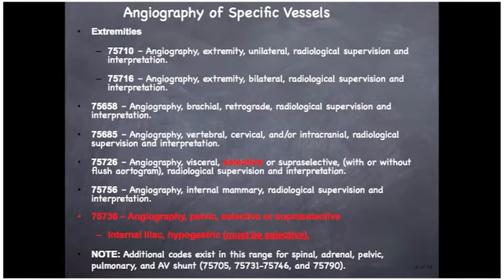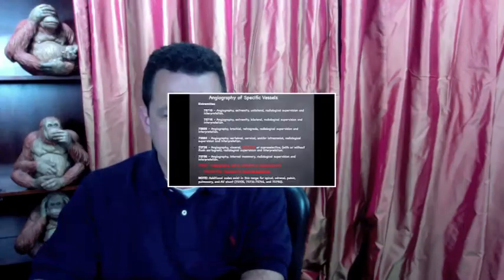The other specific vessels that are recognized in the code structure have to deal with vessels that aren't carotid or renal arteries, and the ones that are the most common I've got listed at the top here, which are your 75710 and 75716. The 75710 just says that we're doing a unilateral extremity study, and the 75716 says we're doing a bilateral extremity study. What you'll notice is that these codes do not differentiate between selective or non-selective, and they don't differentiate between upper extremity or lower extremity. So it's really odd that we break down the renal arteries into such fine detail that we have to figure out what level of selectivity we're at, and these codes are all bundled up.